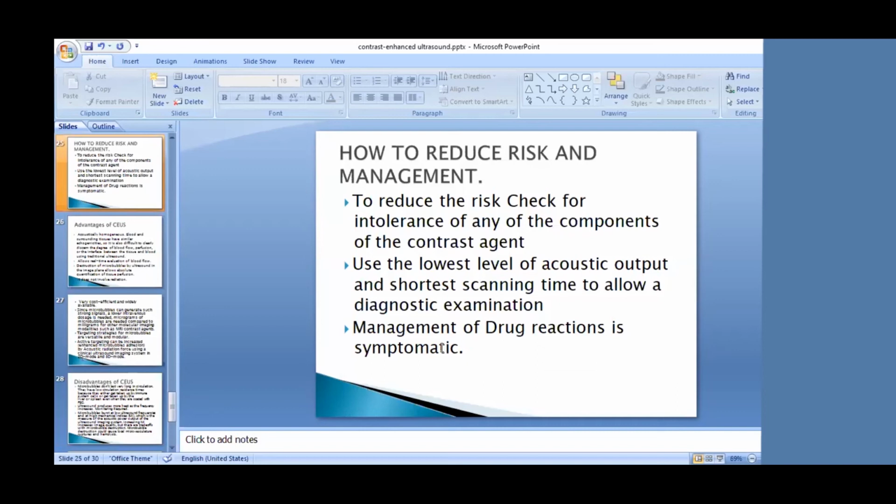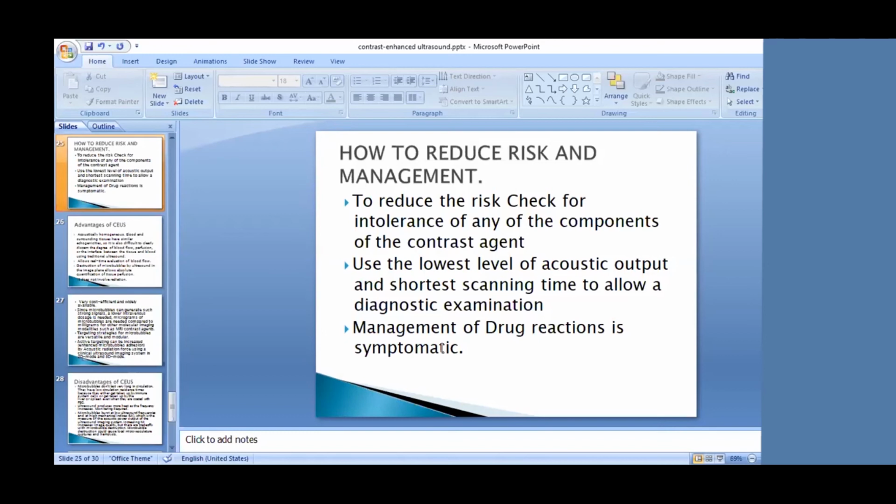How to reduce the risk and management? To reduce the risk, we will check for intolerance to any of the components of the contrast agent. We will check whether the patient has any allergy or intolerance to any of the contents of this contrast agent. Use the lowest level of acoustic output and shortest scanning time to allow a diagnostic examination.